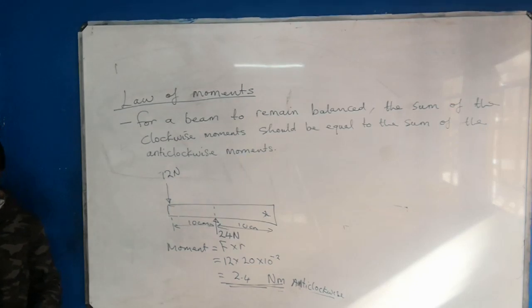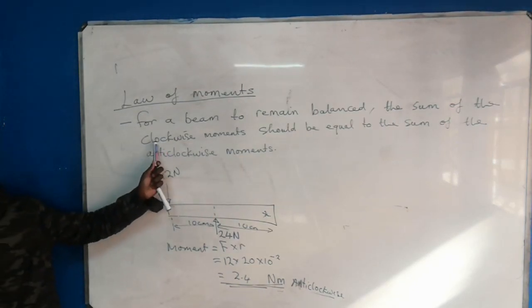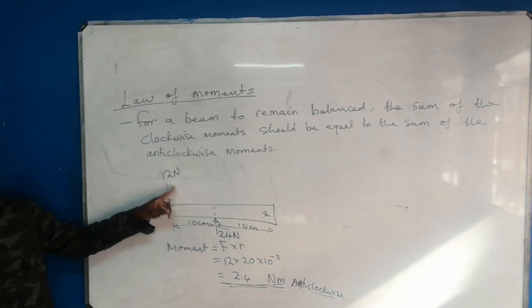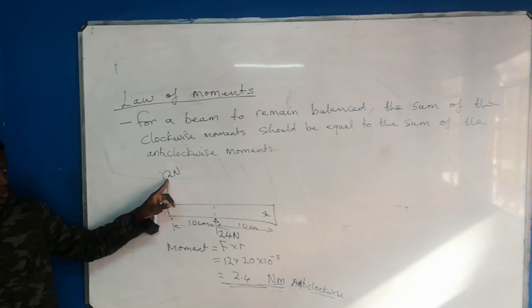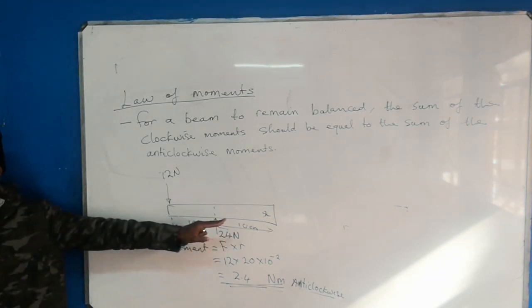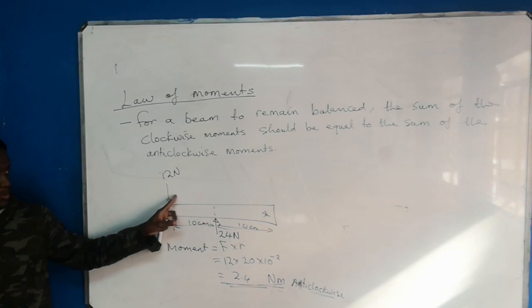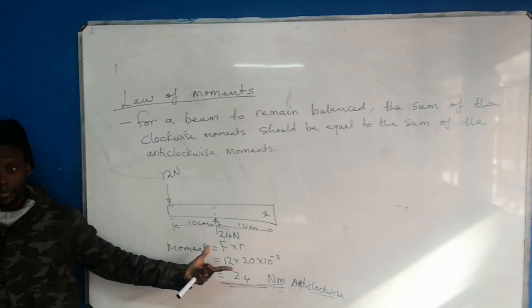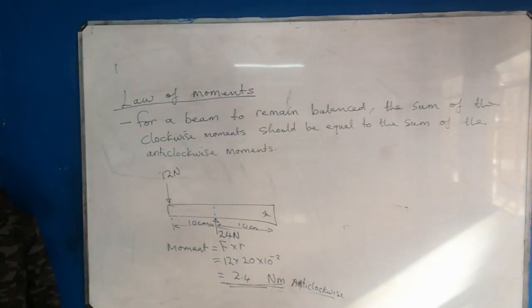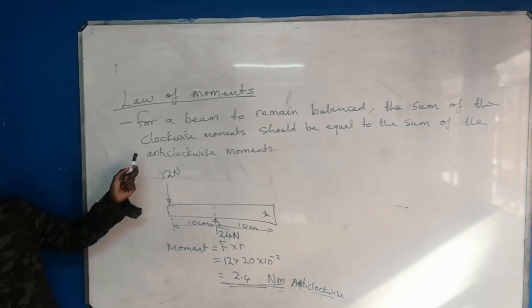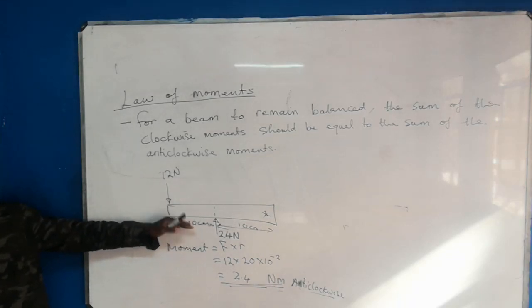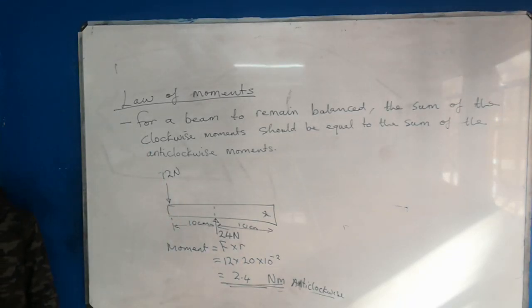Not the forces, please. When you define this, talk about moments. I did not say force there, it's moments. The forces are different. When we look at this example, this one is 12, the other one is 24, but the beam is still balanced. Because if I multiply 12 times 20 centimeters, I still get 2.4. If I multiply 24 by 10, I still get 2.4. The moments are the same. Whether clockwise or anti-clockwise, this beam remains balanced. That's the law of moments.